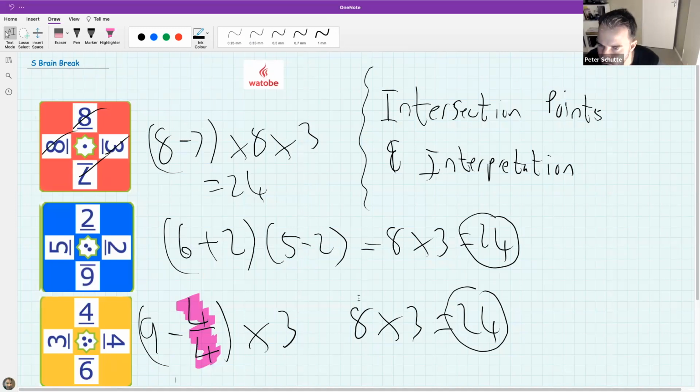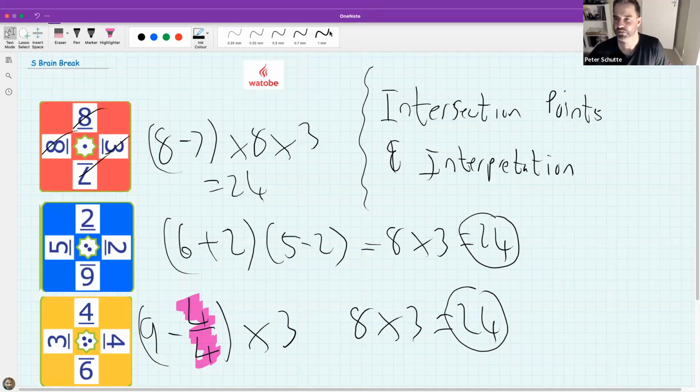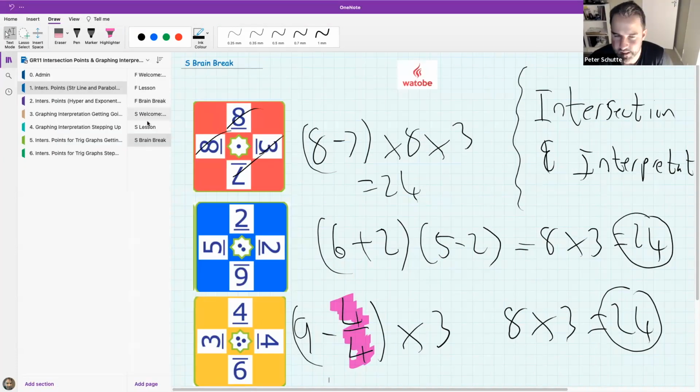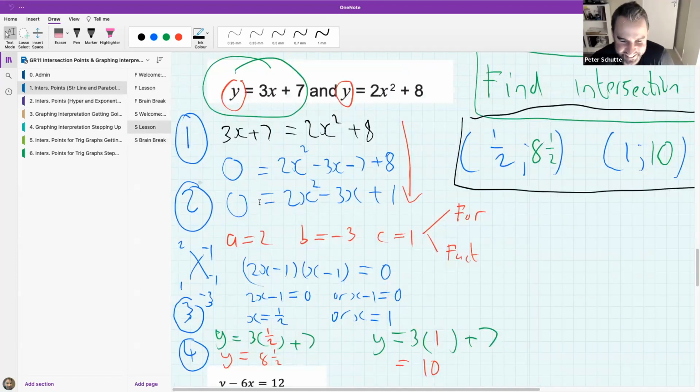Nicely done, guys. Oh, and Issa's one is interesting too. Wow. So 4 times 9 is 36. 36 minus 4 times 3 gets you to 24 as well. So well done, everyone. That was great. We're going to send you to the maths Olympics. I'm not sure if there are any, but we'll start them if we have to. Creative. Okay.